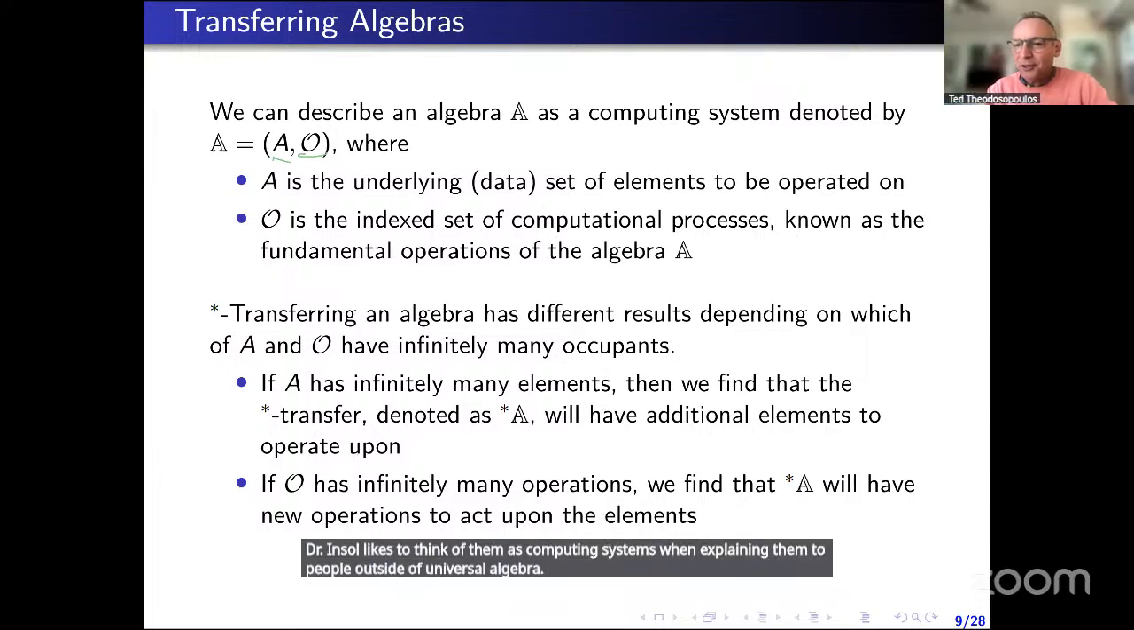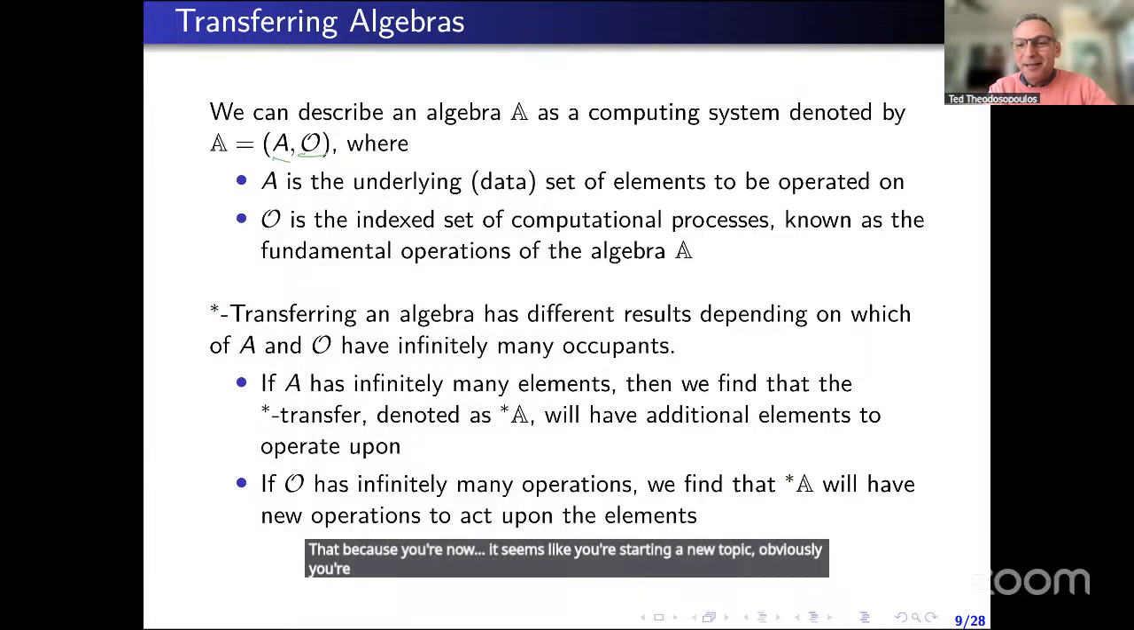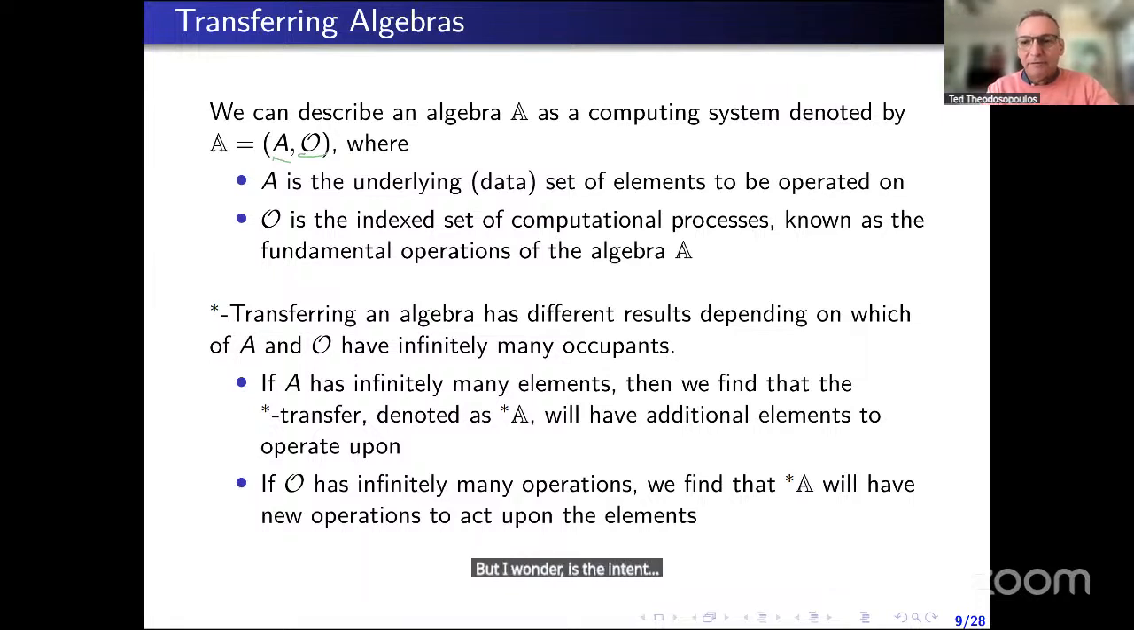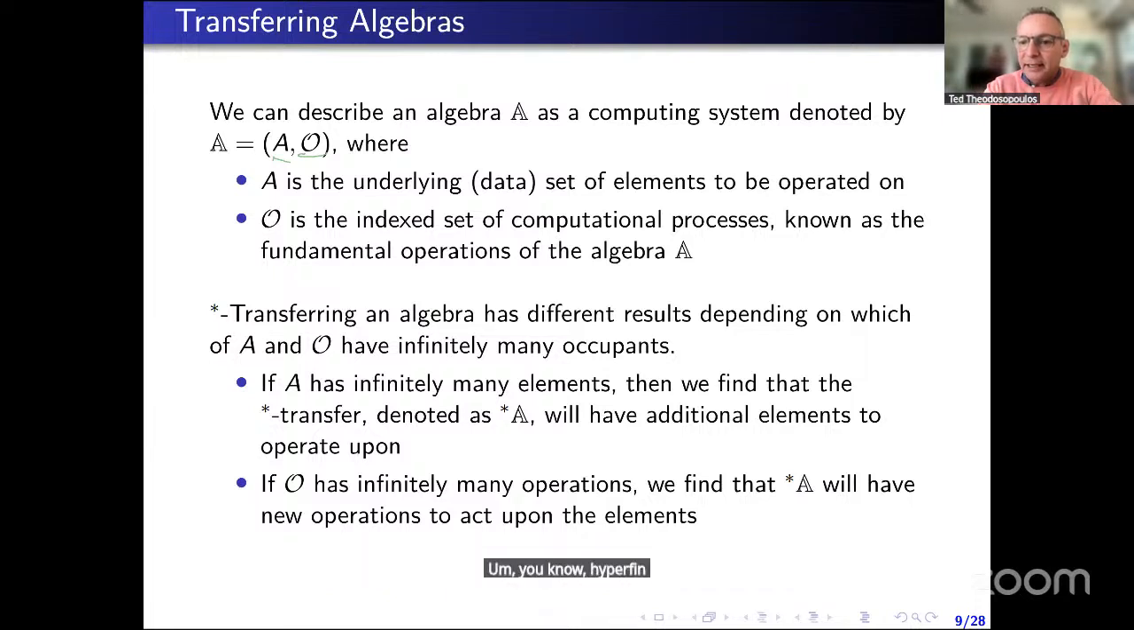Danielle, I'm sorry to interrupt at this point. But it might be useful anyway. Where my mind is going is that it seems like you're starting a new topic. Obviously, you're going to try to connect them. But I wonder, is the intent, very roughly speaking, to show how algebras can be understood in this broader hyperfinite setting? And absolutely, yes. Utility in doing that. Okay.